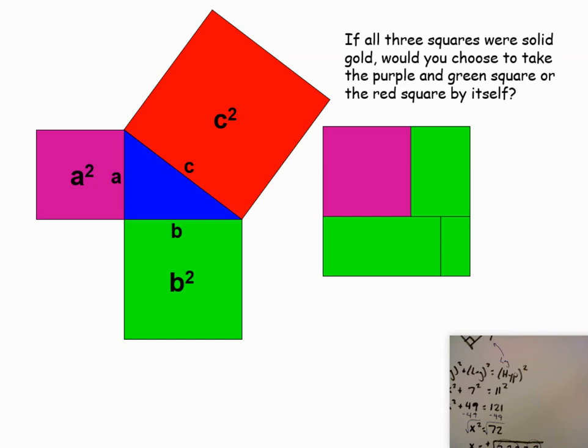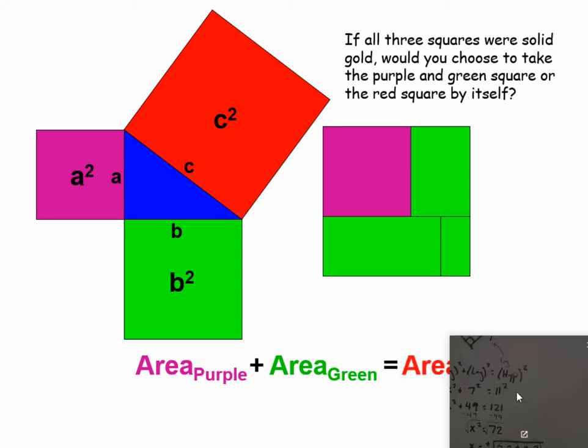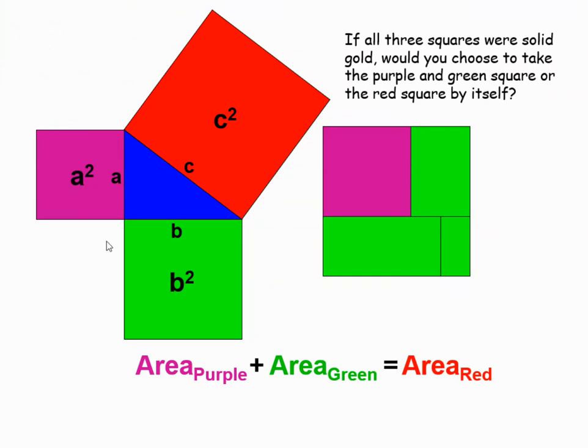So, well, the purple region was the area of the purple square. So you can see that the area of the purple square plus the area of the green square actually equals the area of the red square. So that's kind of cool here. Now, remember, get this out of the way. The area of the purple square was a squared. The area of the green square is b squared, and the area of the red square is c squared. So we have just proven the Pythagorean theorem. A squared plus b squared equals c squared.